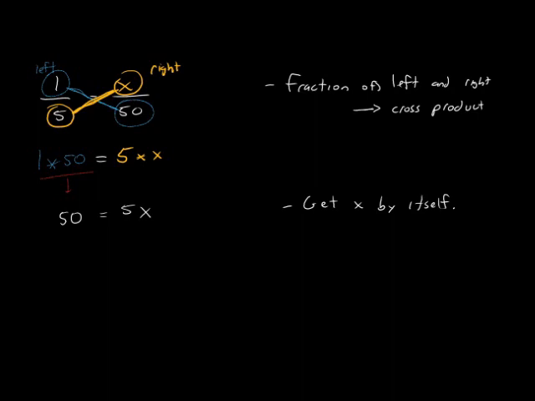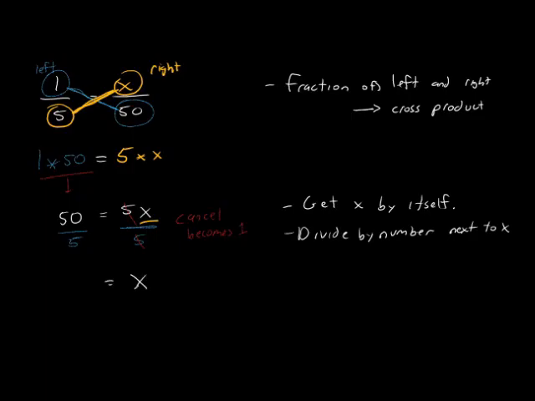To get that x by itself, we'll divide on both sides by the number next to x. That's the 5. And so on the right, I will place a division by 5, and on the left, I will also place a division by 5. If we take 5 divided by itself, any number divided by itself cancels out and becomes 1. This will leave a 1x on the right, and if you like, you can leave out the 1.